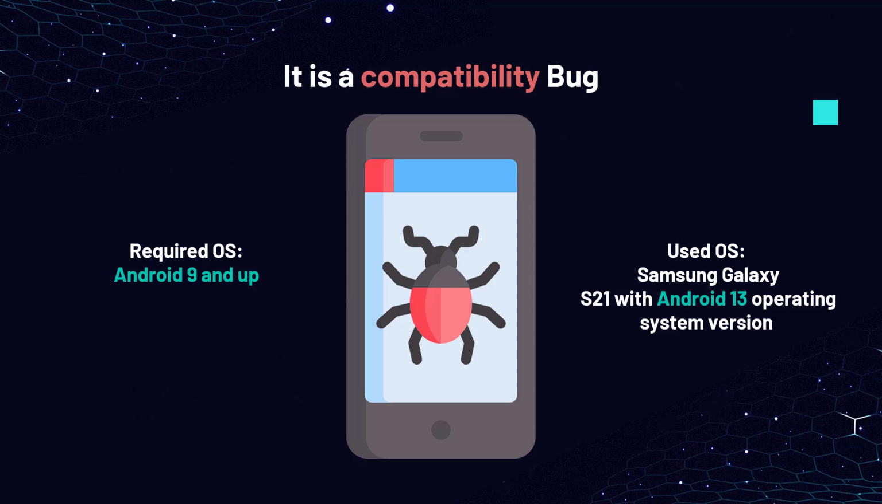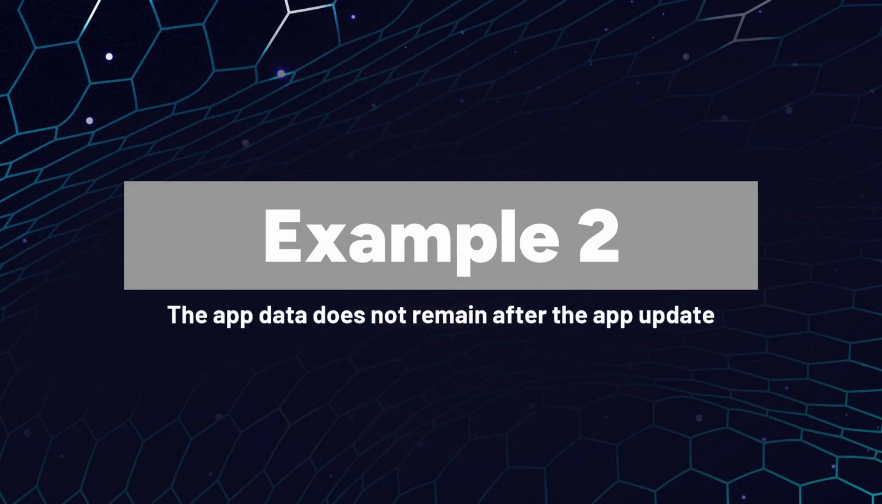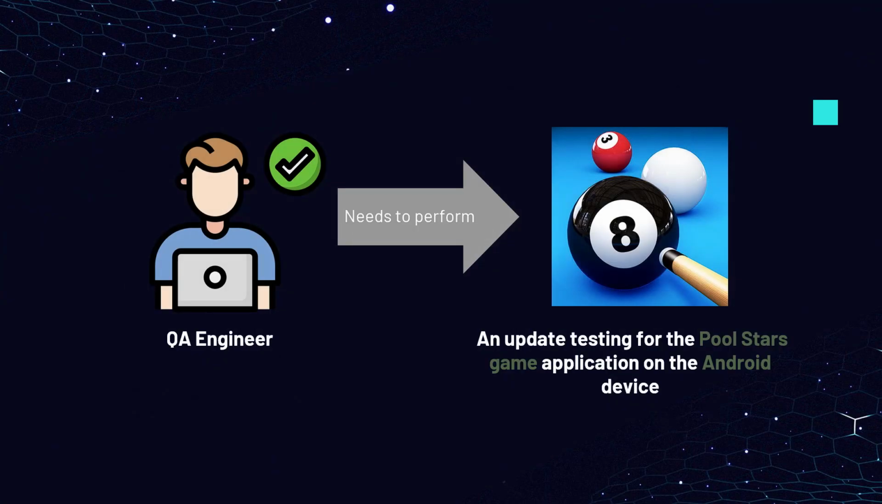Now let's explore the second example. Example 2. The app data does not remain after the app update. Imagine a scenario where a QA engineer needs to perform an update test for an application, such as the Pool Stars game application on an Android device.